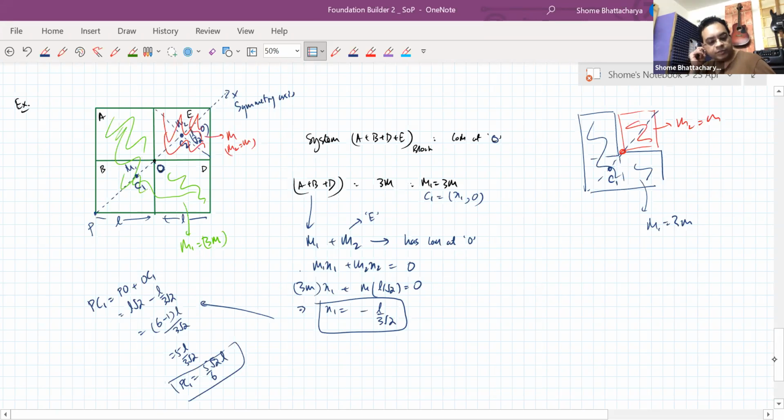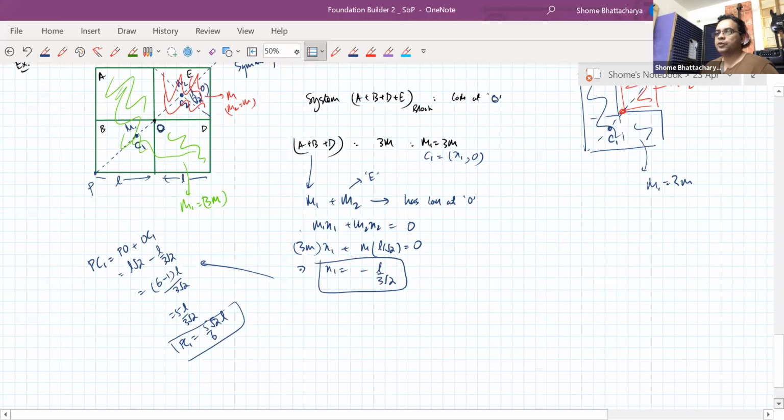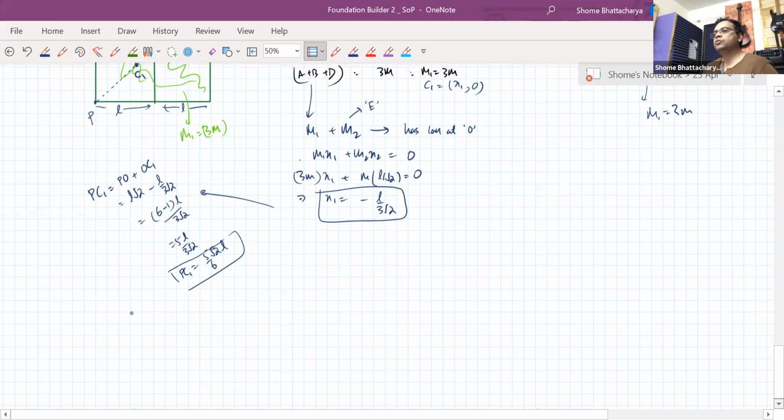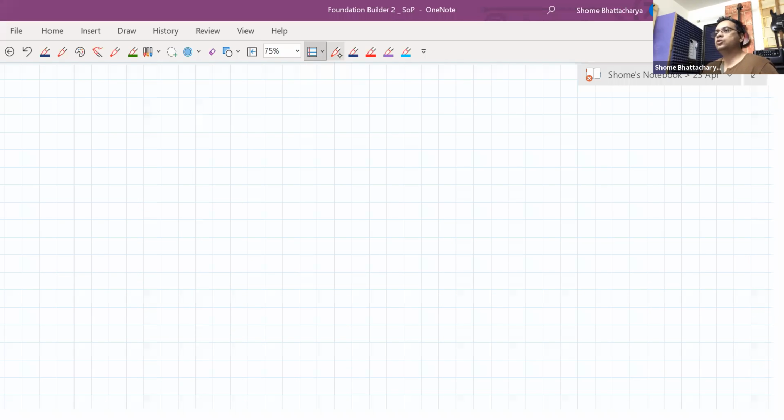Okay, so this is clear by both the methods now. Yes, sir. Okay. Now we will also look at one final example of center of mass by integration today. Actually, there are two examples remaining, so we'll look at one of them today.